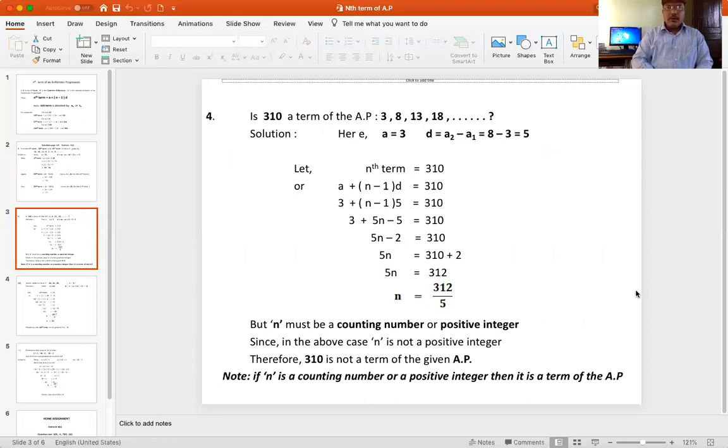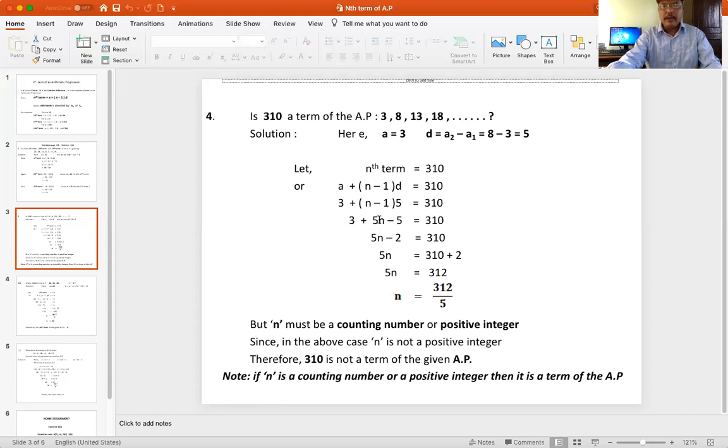Let's come to question number 4, which says, is 310 a term of the AP 3, 8, 13, 18, and so on. Here, your first term A is 3, and your D, as usual, is A2 minus A1, that is 8 minus 3, equal to 5. Now let us assume that this 310 is the nth term. This nth term is equal to 310. Now the nth term is A plus (n minus 1) into D, which is equal to 310. Now A here is 3, so we put 3 plus (n minus 1) into D. Since your D is 5, we put 5, and it is equal to 310.